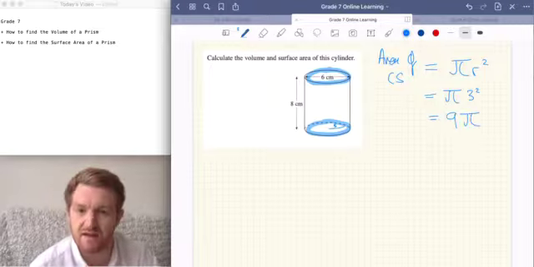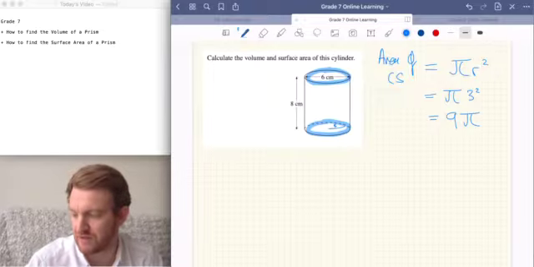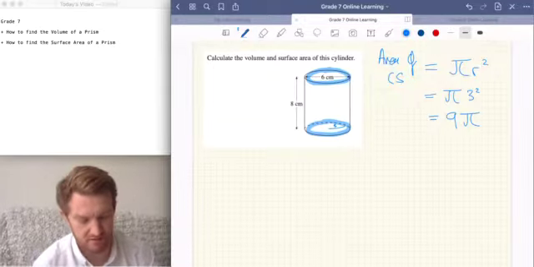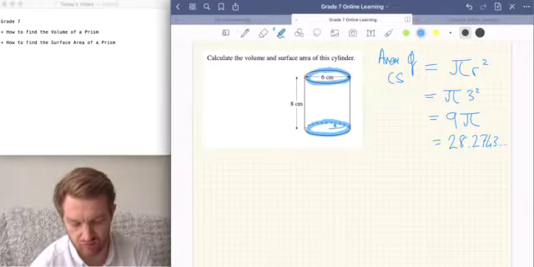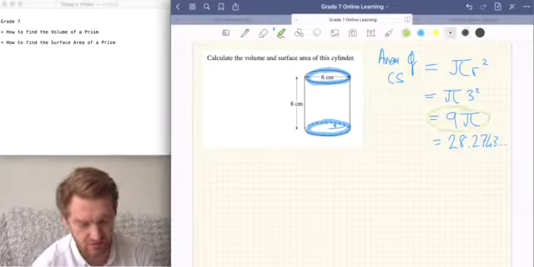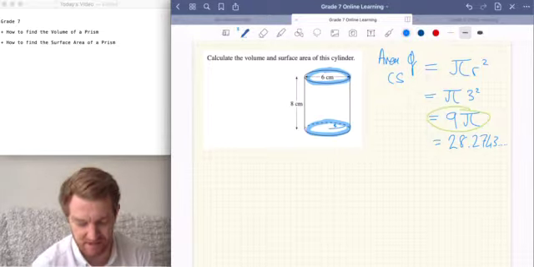A little bit of advice, if you leave it as pi, it will make your calculations much easier than using the decimal, which would be like 28.2743 and so on. I would strongly suggest that you leave it in pi, and you'll see why in a minute.